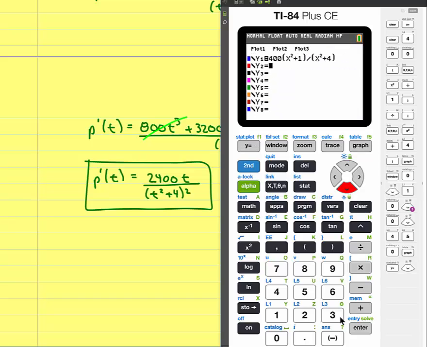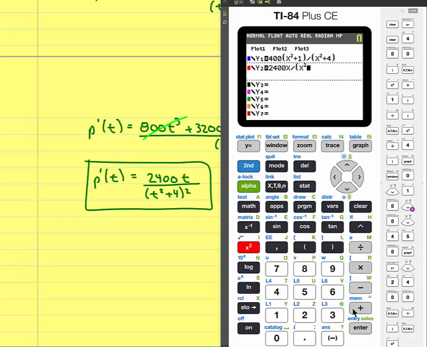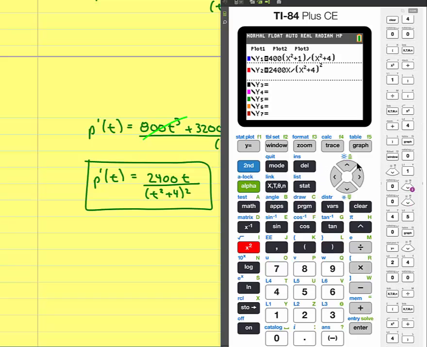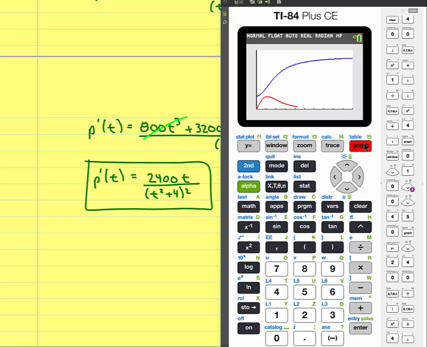So we're going to keep our original, 2400, and we're going to use x in place of t, divided by open parenthesis x squared plus 4, and that's quantity squared. So this will be the red graph, and oh, it does show up. Okay, I thought maybe it might not. So I can see that it is maximizing right here.